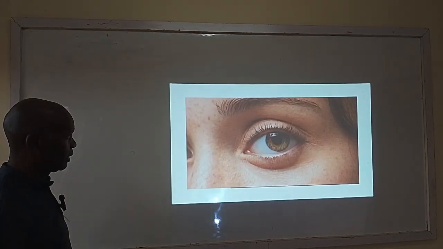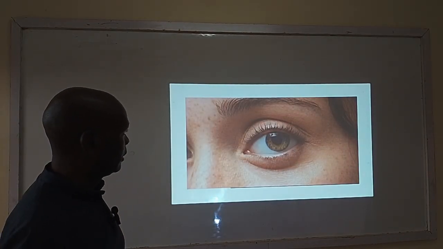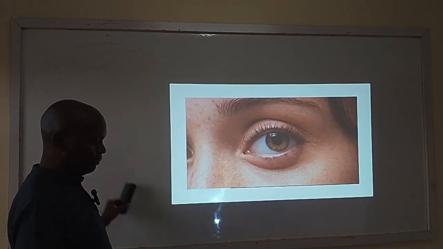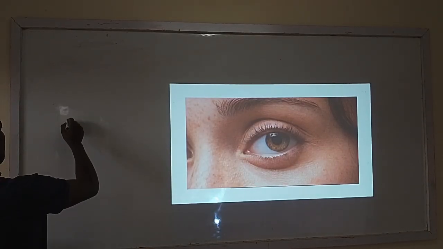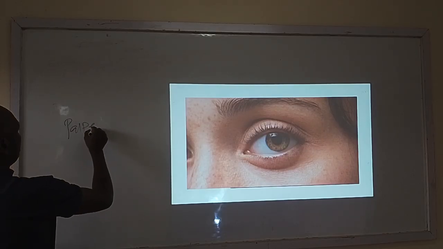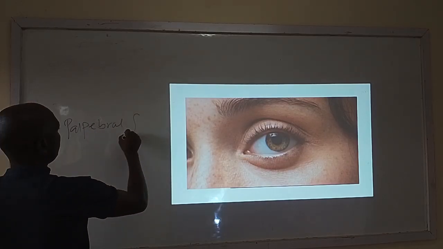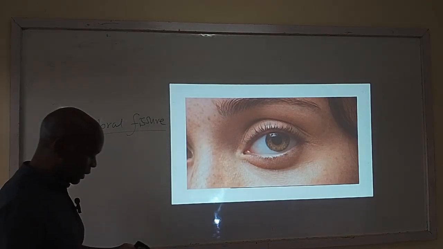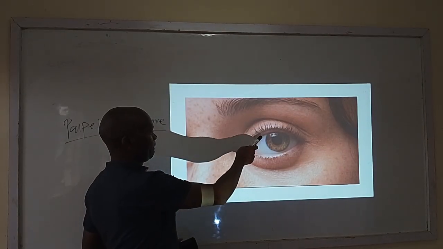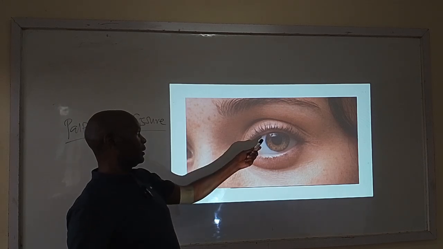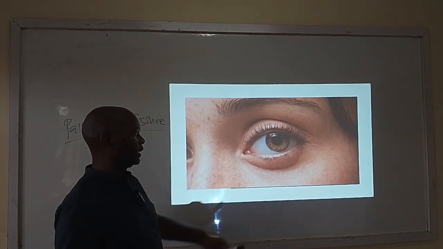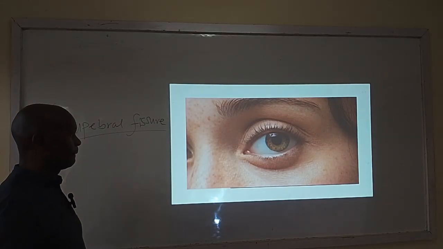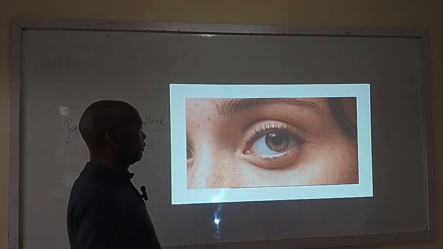This is just a normal human eye with a normal palpebral fissure. Palpebral fissure is just the opening of this eye between the upper eyelid and the lower eyelid to allow light to get into the eye. So we call it palpebral fissure.